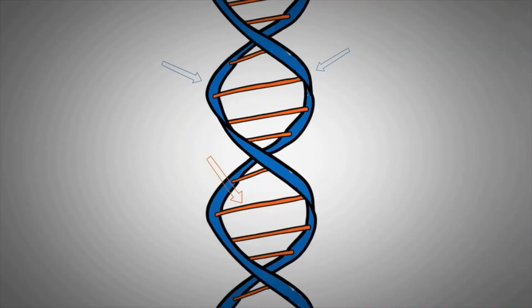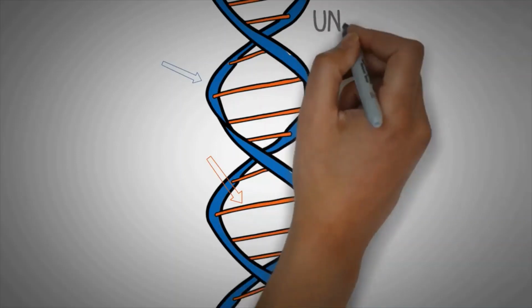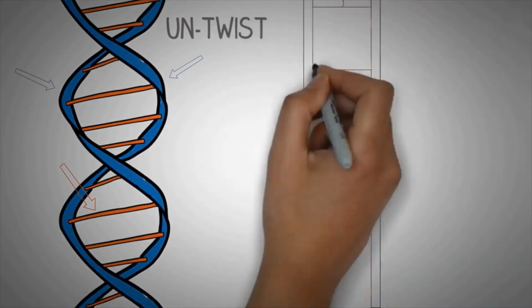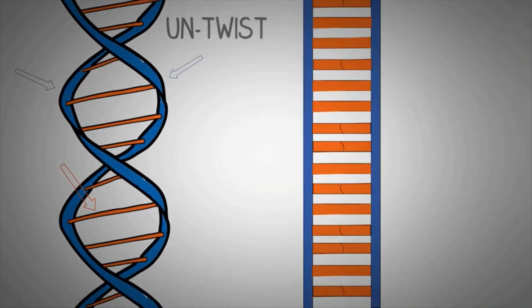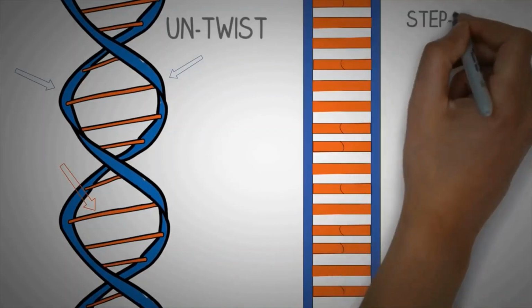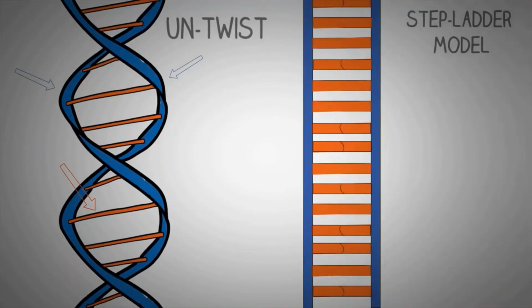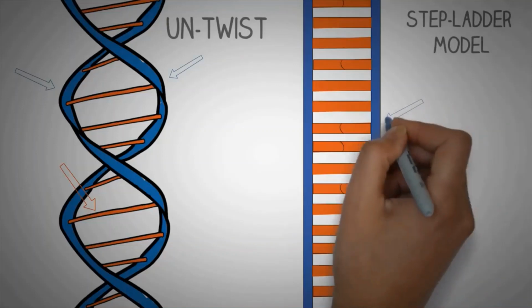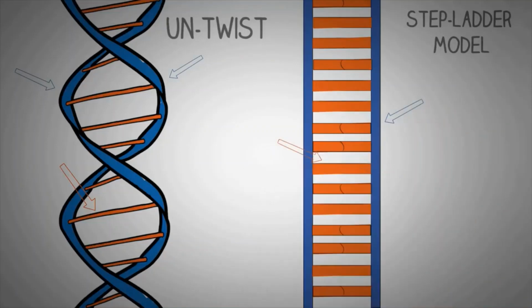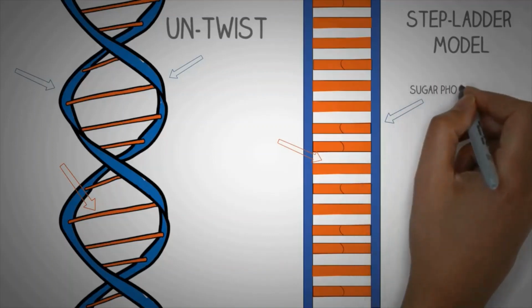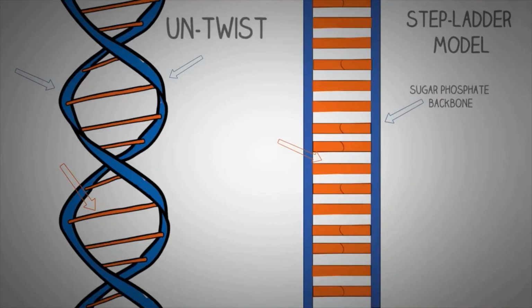Now, to understand its structure in a better way, if we just untwist the double helical model, we will get something which is known as the step ladder model of the DNA. It also has a similar structure, and it consists of these blue vertical lines and these orange horizontal lines. Now, these blue vertical lines basically represent the sugar phosphate backbone of the DNA. And the central lines, which are orange in color, represent the base pairs of the DNA. We will get to these terms in just a bit.